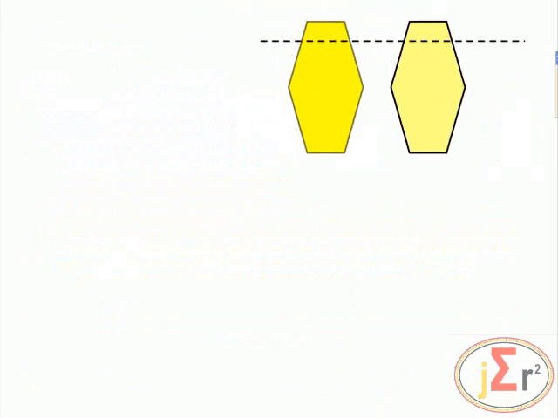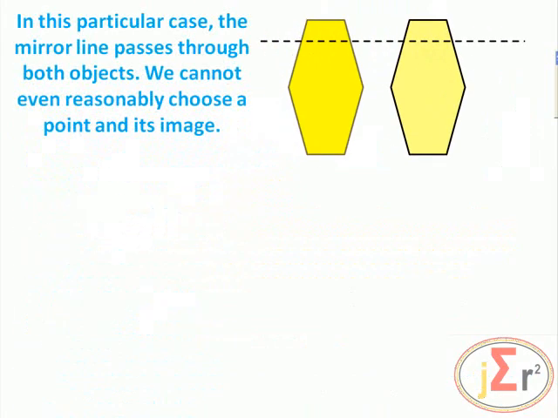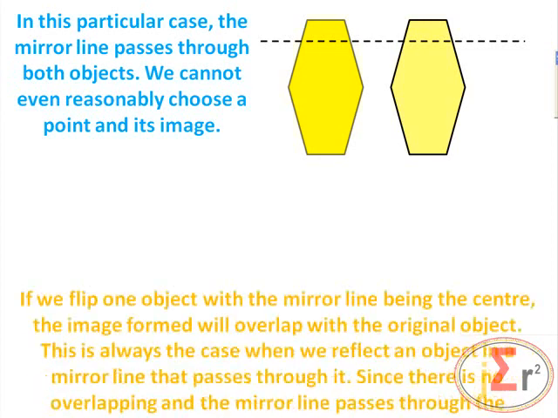What about that one? In this particular case, the mirror line passes through both objects. We cannot even reasonably choose a point and its image. So in this particular case, the proposed mirror line, the dotted line, passes through both objects. We cannot even reasonably choose a point and its image.